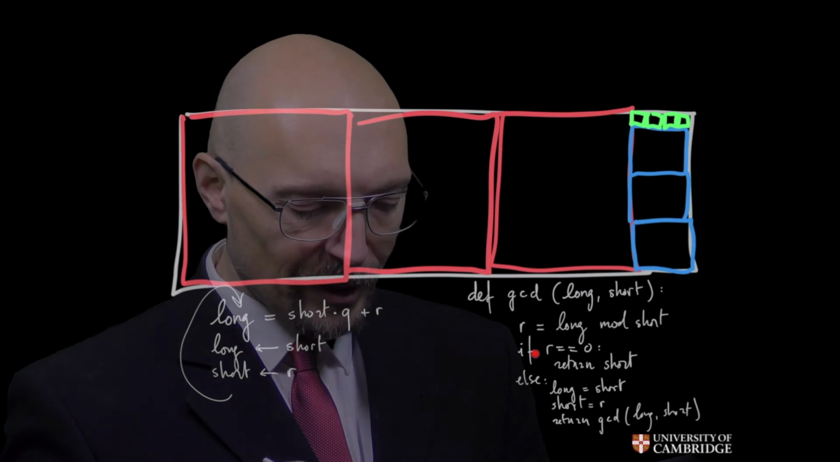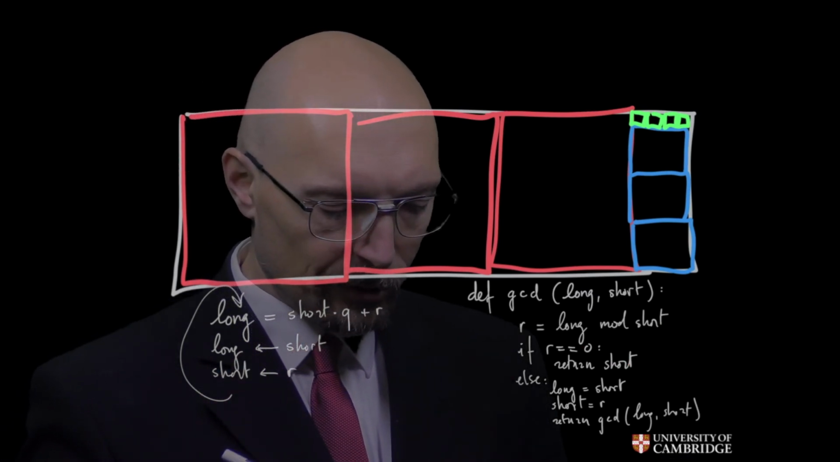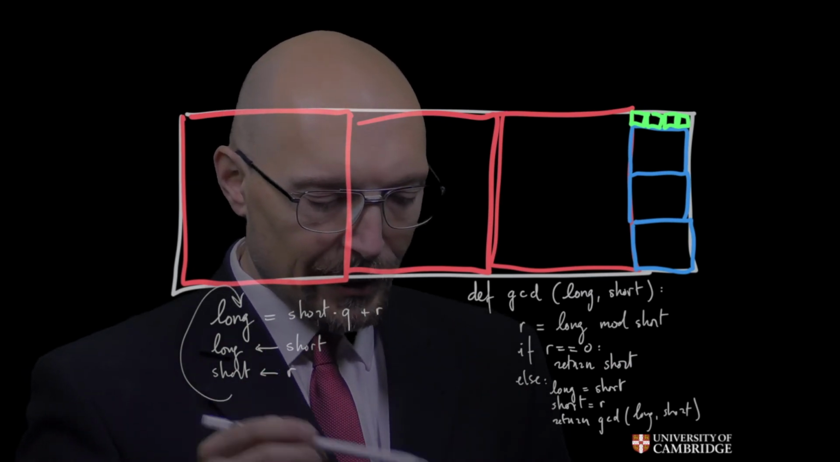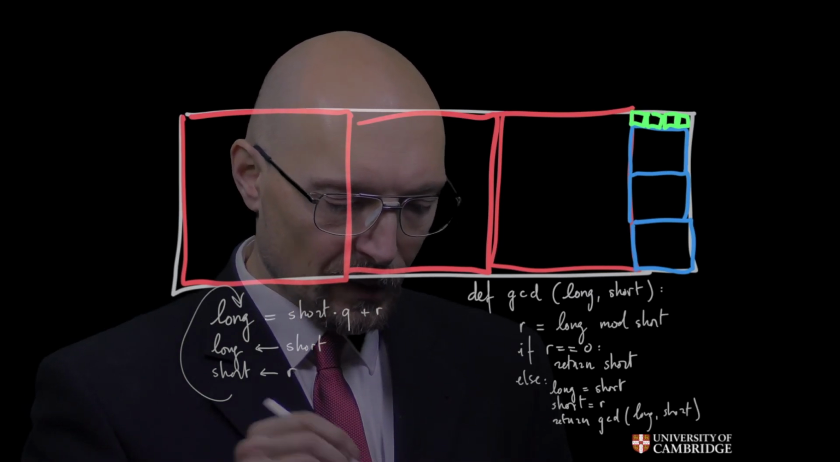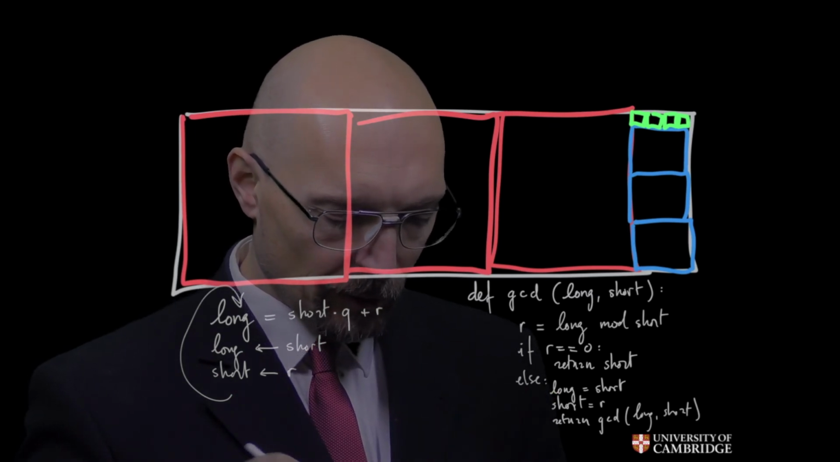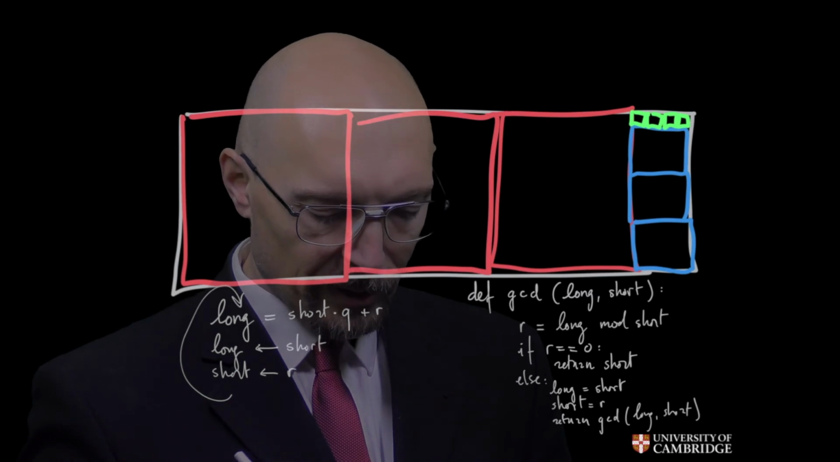If there's no such remainder, then I have found my GCD, which is the short side that I used, which divided the long side exactly. And if there is a remainder instead, I repeat the procedure by again taking the short side of the original as the new long and the remainder as the new short, and then I rerun the same thing again on the new long and short.